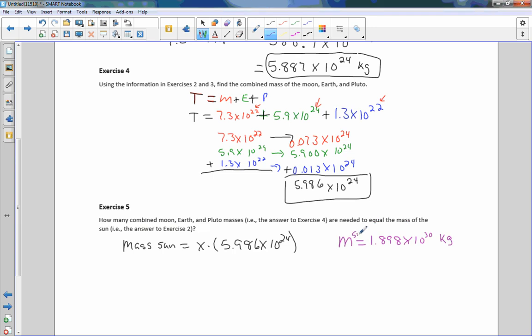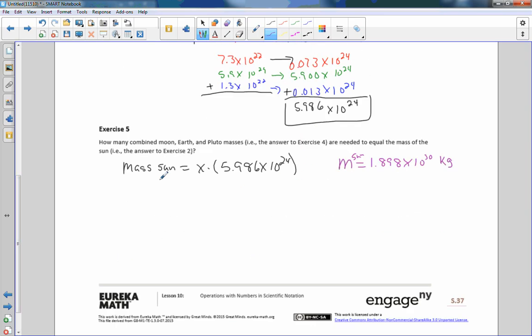So the mass of the Sun, this is the Sun, the mass of Sun is 1.898 times 10 to the 30 kilos. So I'm going to put this here. So to solve this, I'm just going to substitute now. 1.898 times 10 to the 30 equals x times 5.986 times 10 to the 24. Okay, let me use another value besides x, because we have x's in our multiplication when we do scientific notation. So let me use, I don't know, let's use y.